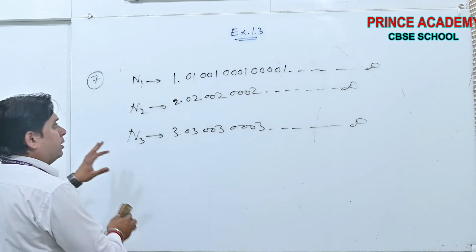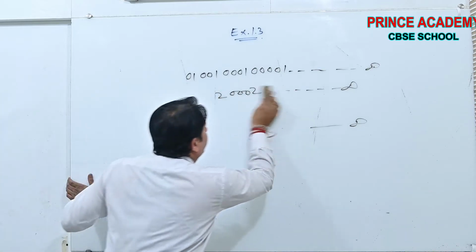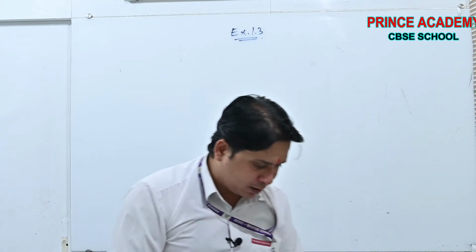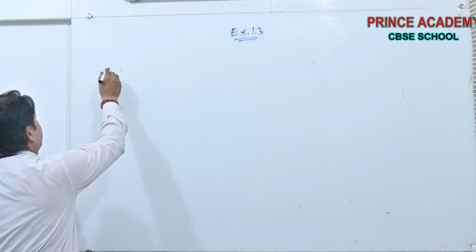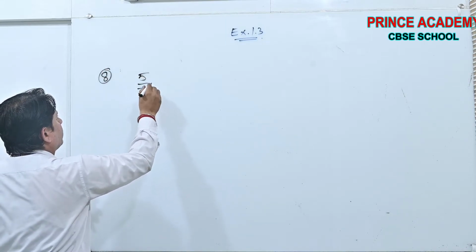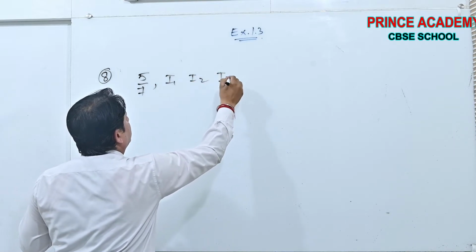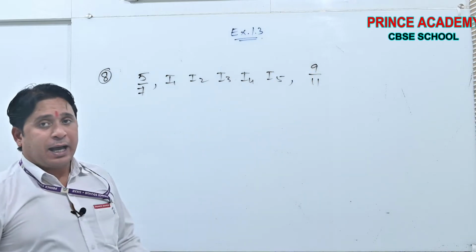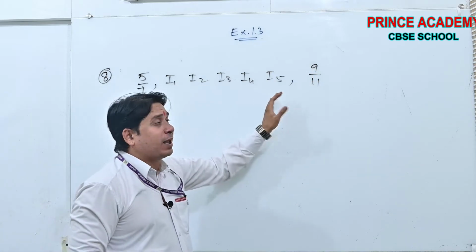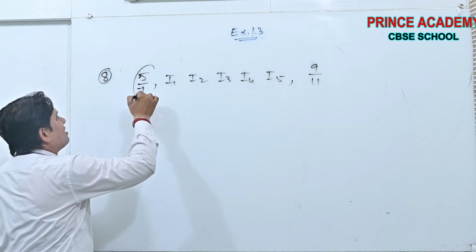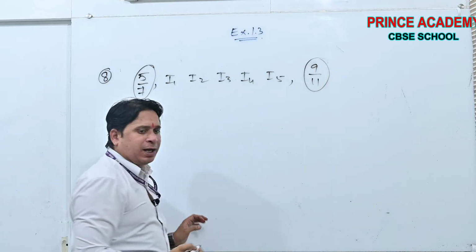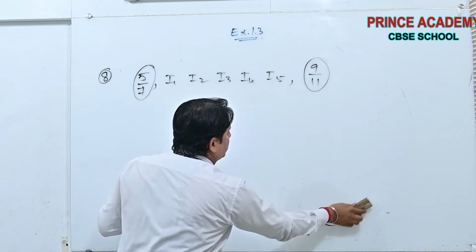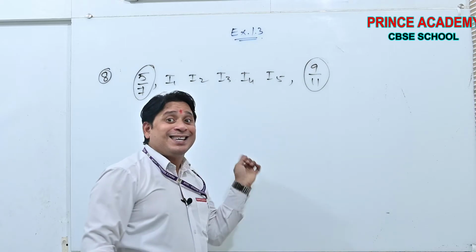Now question number 8. Take the screenshot. We have to find irrational numbers in between the given rational numbers. See beta, question number 8: 5 by 7, I1, I2, I3, I4, I5 and 9 by 11. I1, I2 up to I5 stand for irrational numbers. Two rational numbers are given and we have to find 5 irrational numbers in between them. See beta, this is irrational, not rational.